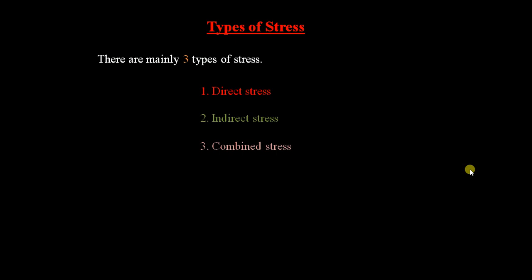Indirect stresses are the stresses due to the bending of the body and due to the torque acting on a body. And combined stress is the combination of the two types of stresses, that is direct and indirect stresses. But in this chapter our discussion is limited to direct stresses. So let us have a brief look at direct stress.